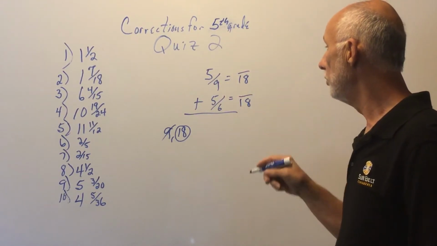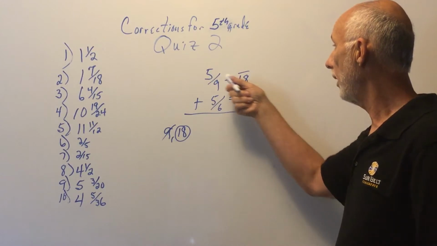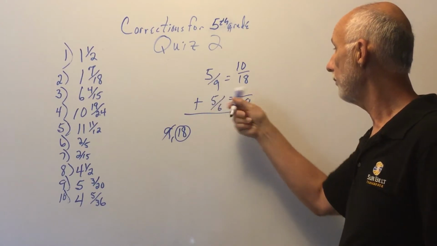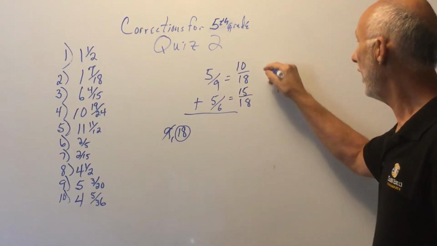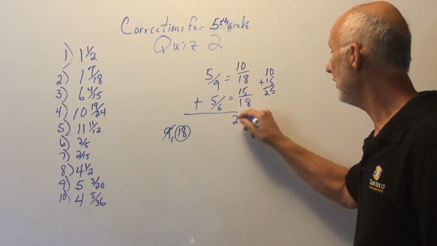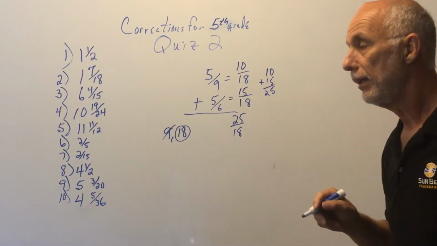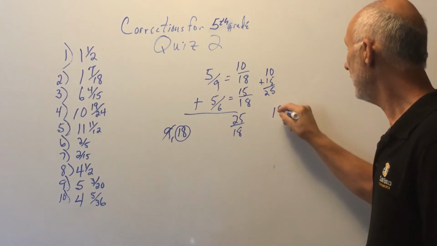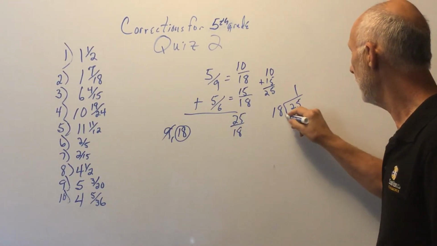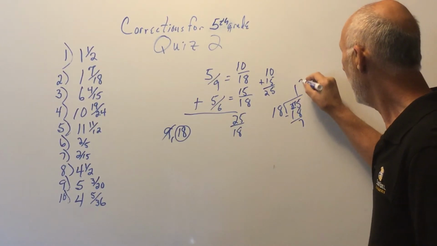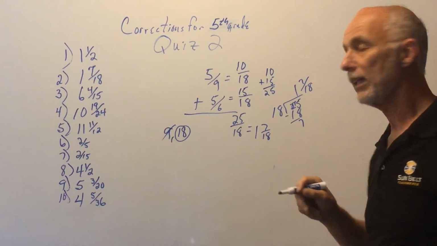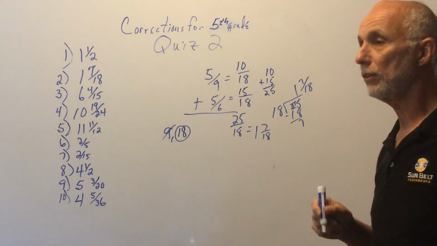The common denominator was 18. Then you had to find the missing numerators. 9 goes into 18 2 times 5 is 10. 6 goes into 18 3 times 5 is 15. So you add 10 plus 15, that equals 25 over 18. That is improper. Make it proper by dividing 18 into 25. It goes 1 time 18 is 18, remainder 7, and your answer is 1 7/18. By the way, make sure that's simplified. It is, and that's your final answer.